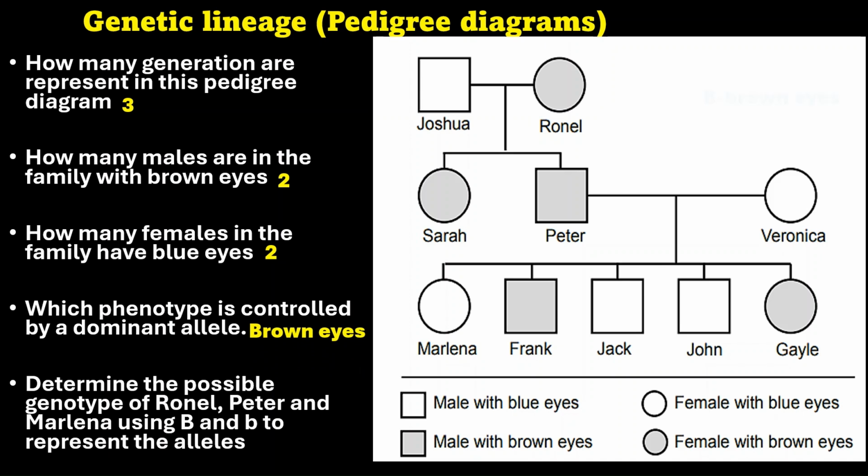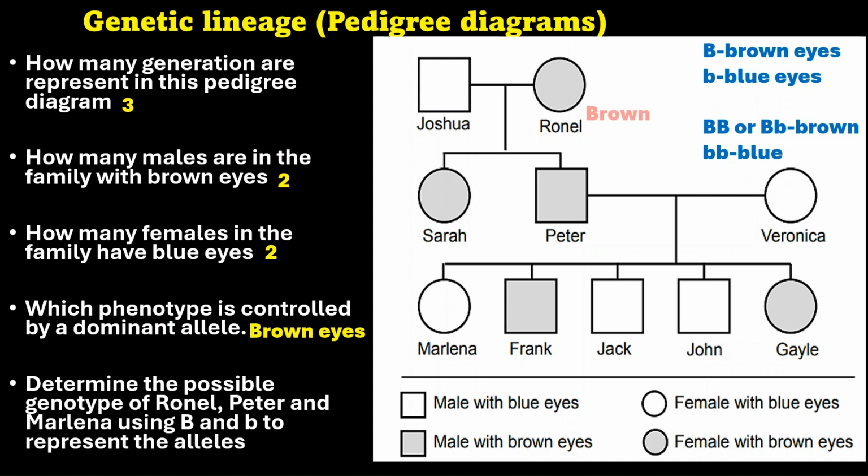Now determine the possible genotype. We have to use capital B and small b for Ronell, Peter, and Malina. Capital B is for brown, small b is for blue eyes. Now set the rules. For you to have brown eyes, you can be capital B capital B, or capital B and small letter b. For you to have blue eyes, you have to be small letter b twice. So we want the genotype for Ronell, Peter, and Malina. Ronell and Peter's eyes are brown, and Malina's eyes are blue. And we know blue is recessive.